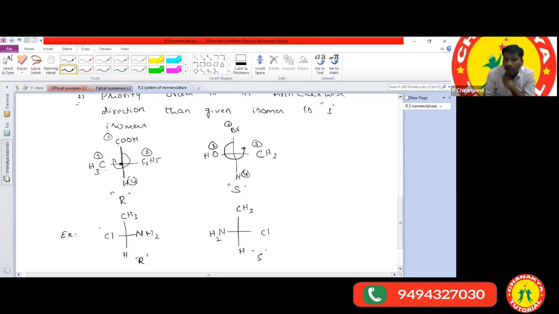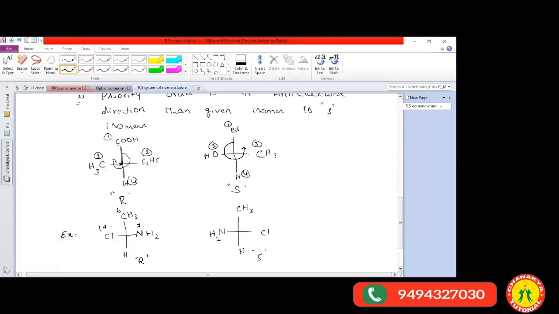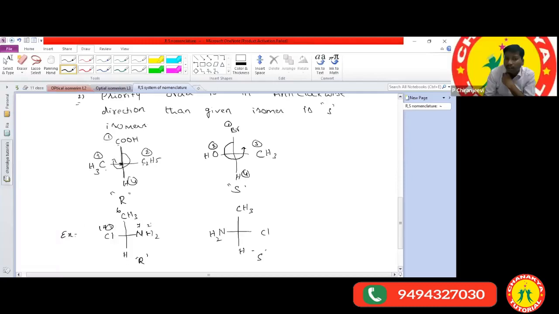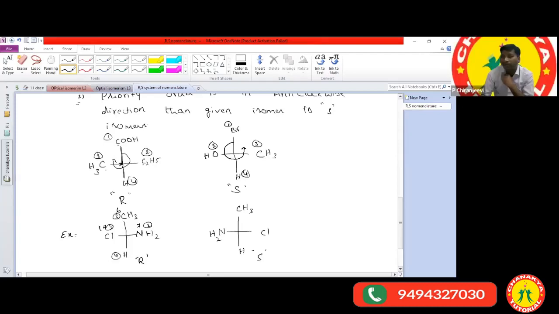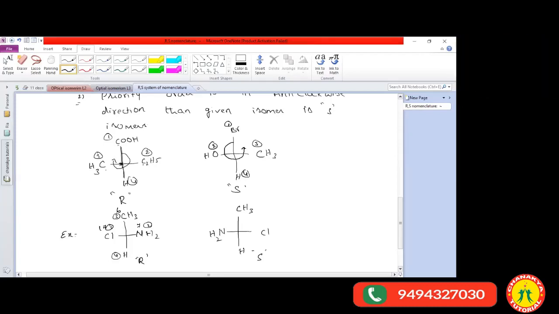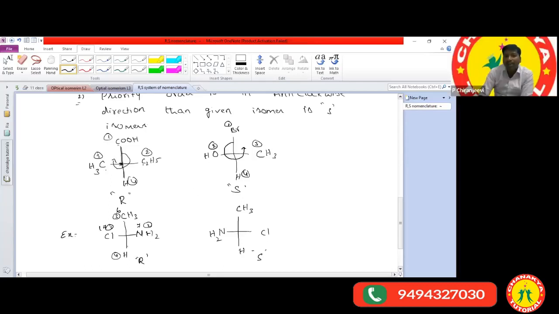Chlorine atomic number is 17, nitrogen atomic number is 7, carbon atomic number is 6. Which one has the greater atomic number? Chlorine. So we have to give the first priority to chlorine. After that, the amine functional group. After that, carbon. Least priority to hydrogen. Now you got the clarity, Sirisha? Yes, sir. Okay. Now, is the priority order in a clockwise direction or anti-clockwise direction?